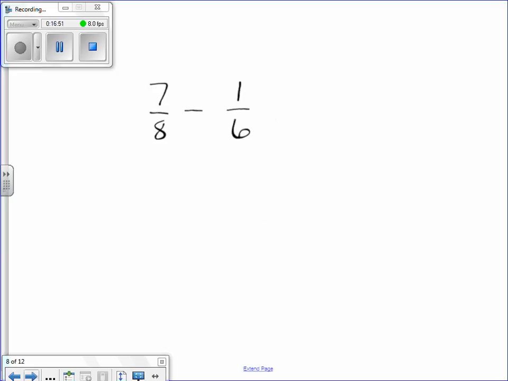My goodness, if anybody got this wrong, I should just be able to put you back in 4th grade. Okay, so 7/8 minus 1/6. Common denominator: 6 is going to 12, 8 going to 12, 24.